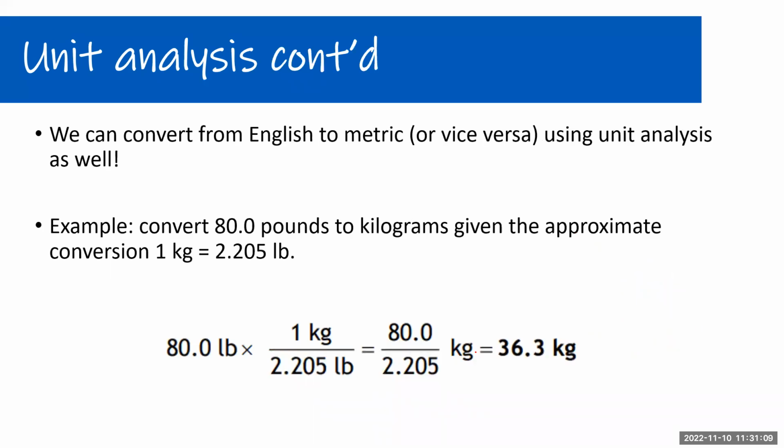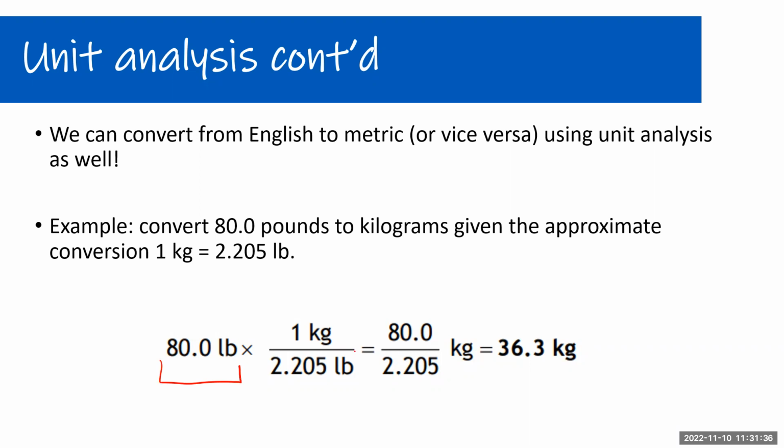Now, we can also use this to convert between English and metric units. We've talked about how to convert between different metric units using those prefixes, right? Well, we can actually use unit analysis to help us, okay? So if we wanted to convert 80 pounds to kilograms, knowing that 1 kilogram is about 2.205 pounds, we start with what we are given that we want to convert and we leave it alone. And we want to get it to kilograms.